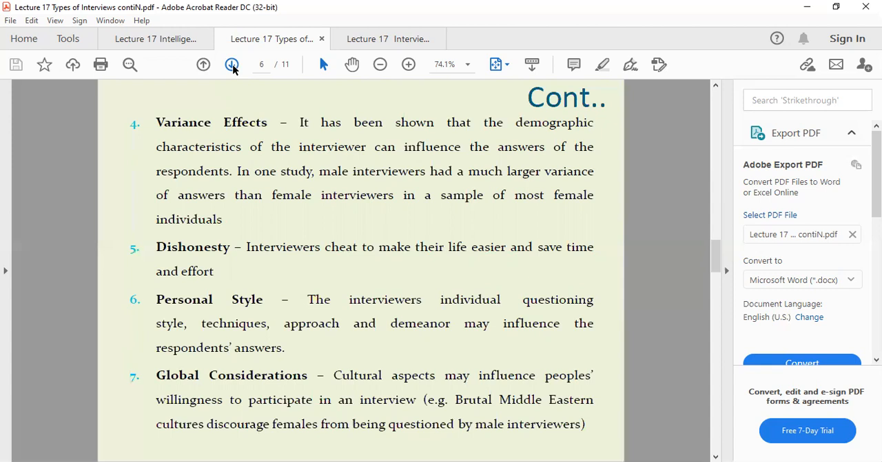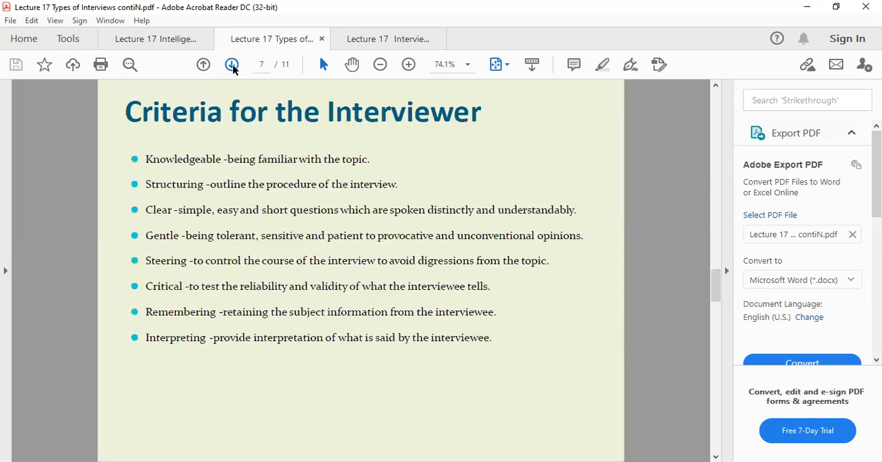Dishonesty can also be a problem. Personal style: the interviewer's individual questioning style and techniques can also influence the answers. Then global considerations, cultural aspects, what they call a multicultural perspective. So some things may discourage females from being questioned by male interviewers. It depends on the areas and the religion as well.